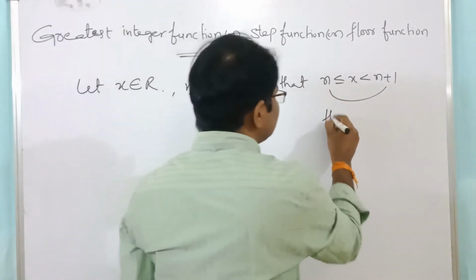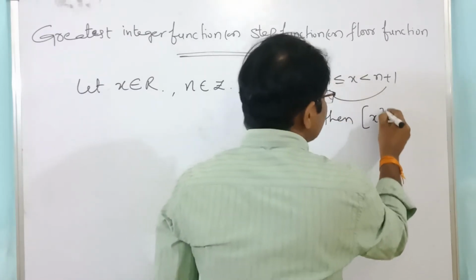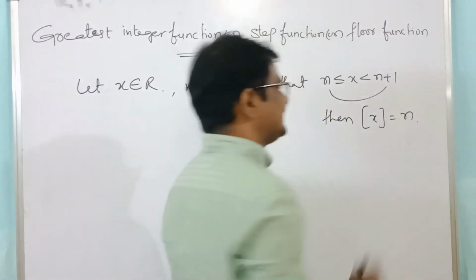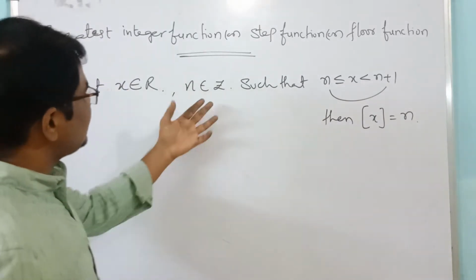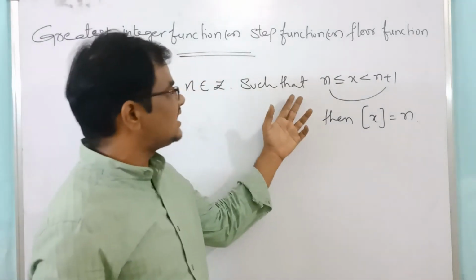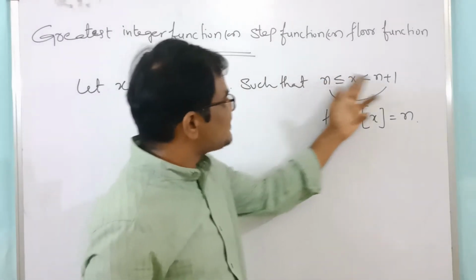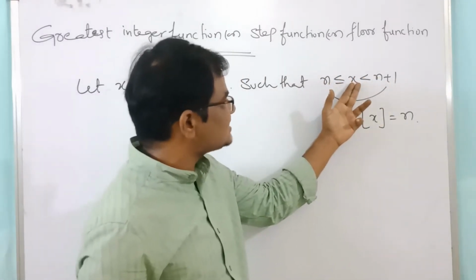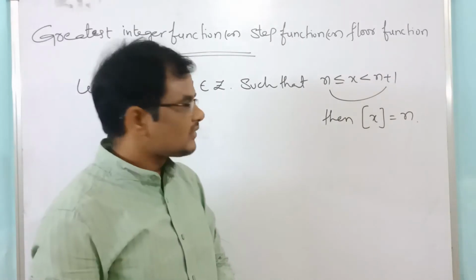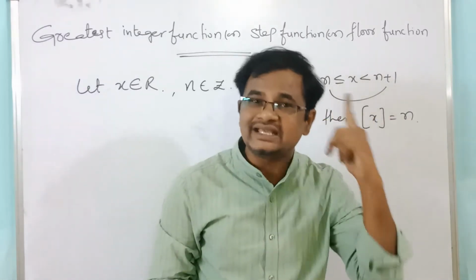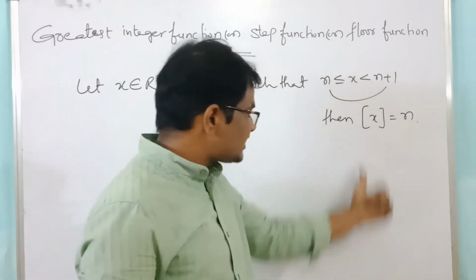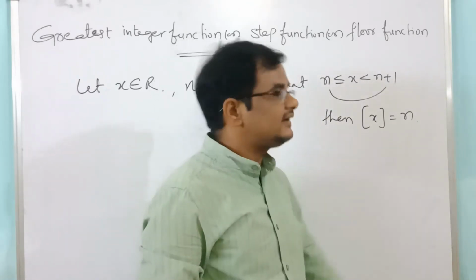So therefore, the greatest integer function of x is what? n. Listen carefully. Let x belong to the real numbers, n belong to the integers, such that if any real number satisfies this condition, n less than or equal to x less than n plus 1, then the greatest integer function of that real number is definitely equal to what? n only. By the two examples we took, right?